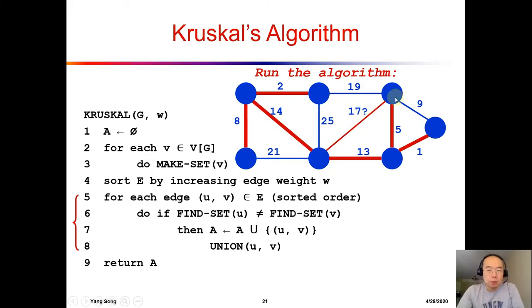For 17, we don't want to take it because those two nodes are already in the same set. And then the 19, the same thing. We don't want to take the 19. Those two nodes are already in the same set. And then 21, the same thing, and then 25, the same thing. So far we have visited all the edges, and based on our algorithm, we have taken some of the edges into our minimum spanning tree, which is the A, and we have colored all the nodes into the same color, which is blue in this case.